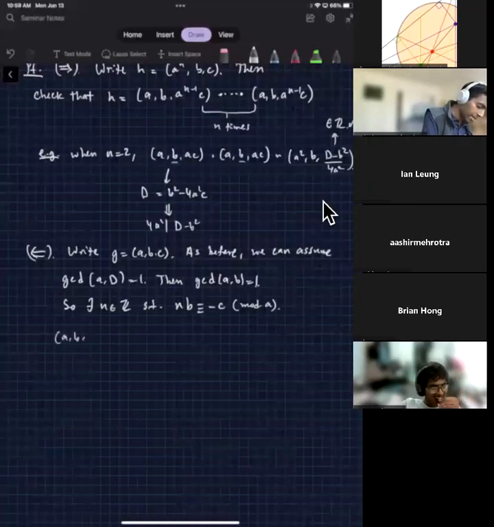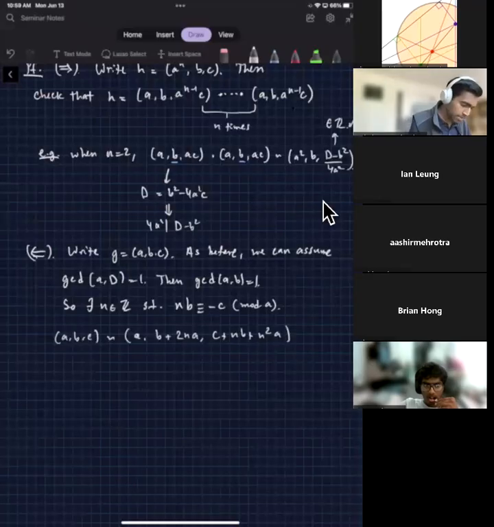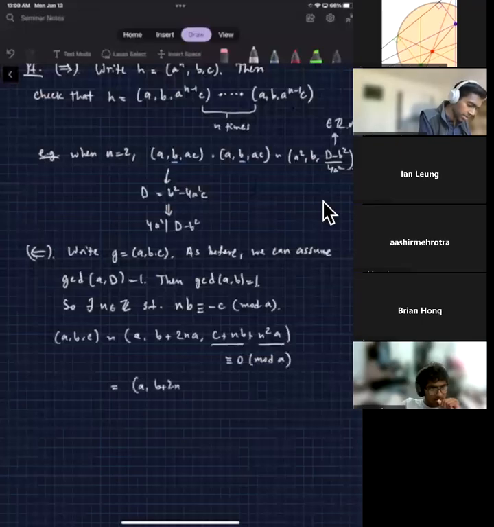And then (A, B, C) is equivalent, by the equivalence that we mentioned before, to (A, B plus 2nA, C plus nB plus n squared A). And now C plus nB is 0 mod A, and n squared A is 0 mod A. So this third coefficient is just congruent to 0 mod A. Okay. So then this is just equal to (A, B plus 2nA, AC prime) for some integer C prime.